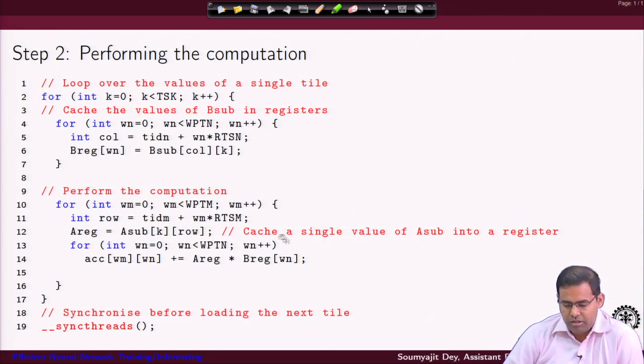As you can see, you are essentially caching a single value of A sub into the register, and that is the value that is going to be multiplied with all the values of B reg continuously and stored in the accumulator, right, for the corresponding value. This follows a similar pattern to our earlier optimizations, right. You need all the consecutive B values, but you need this single A value. That is why you have already cached these B values, right. So, this is all the work for one thread.